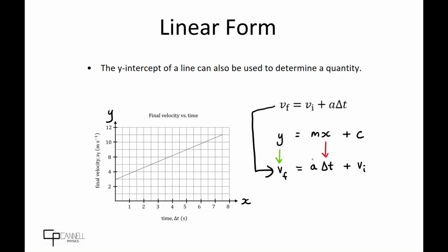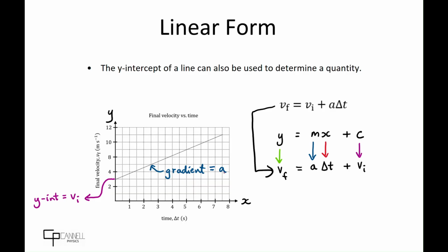And we can see that just by lining up the equations, the gradient of this line must be the value of a, the acceleration. And that just leaves the value for c, which is the y-intercept. This must be the initial velocity. And I'll just highlight this on the graph as well. So now that I've done all the matching up, I can actually calculate the value of acceleration and the initial velocity just by looking at the graph.